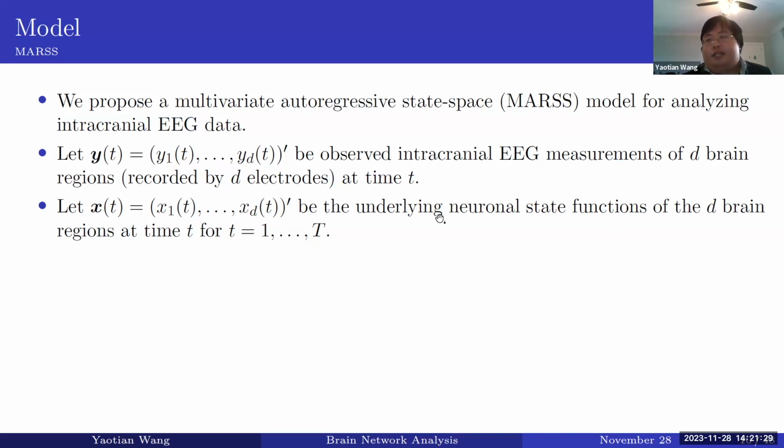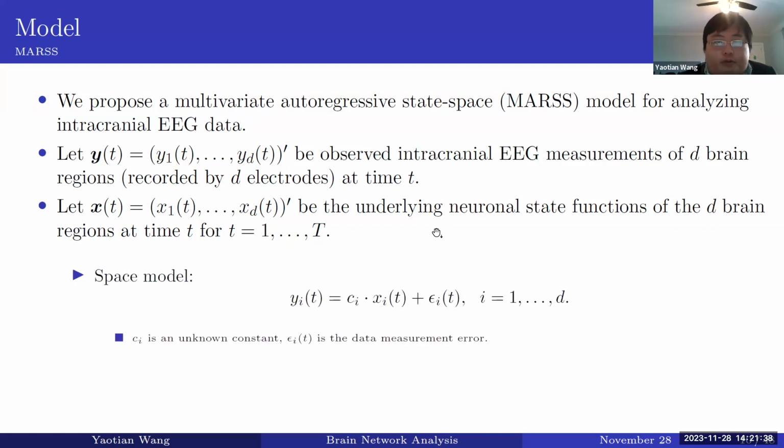Since intracranial EEG data have nice properties, high spatial resolution, high temporal resolution, and high signal-to-noise ratio, we propose to use a simple linear model to link yt and xt. We use a simple linear model to link region i's observed intracranial EEG measurement at time t with its neuronal state function at time t. And here ci is an unknown constant, and epsilon it is the data measurement error.